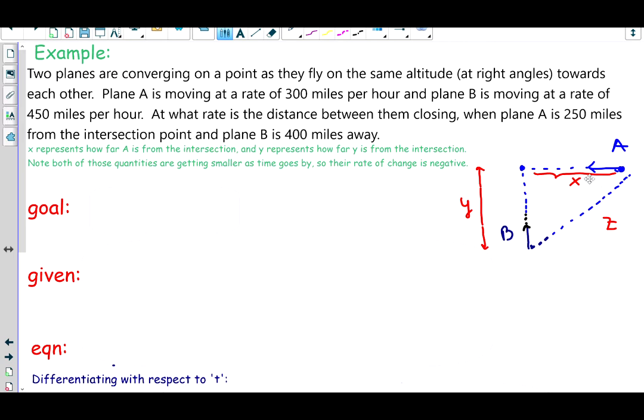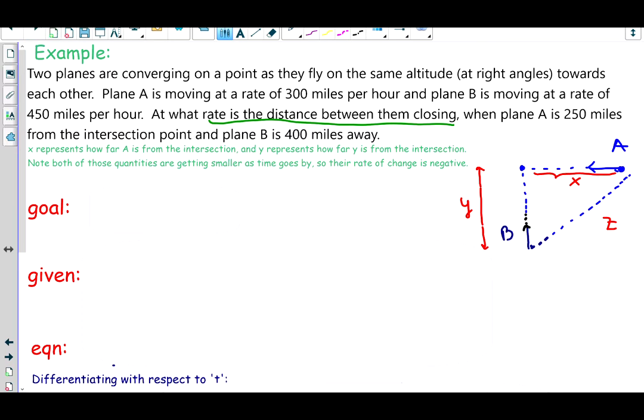So here I'm letting x be how far A is away from the intersection, and y represent how far B is away from the intersection, and I'm using z to represent the direct distance between them. And they want to know at what rate the distance between them is closing or changing. So they really want to know dz/dt, the rate at which z is changing, because first it was that, then it's this, then it's this, so it's changing clearly as time goes by. So at what rate is z changing? So dz/dt will be determined.